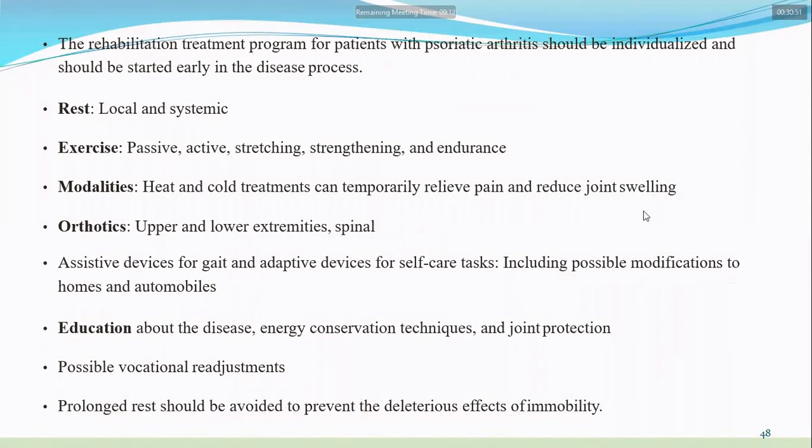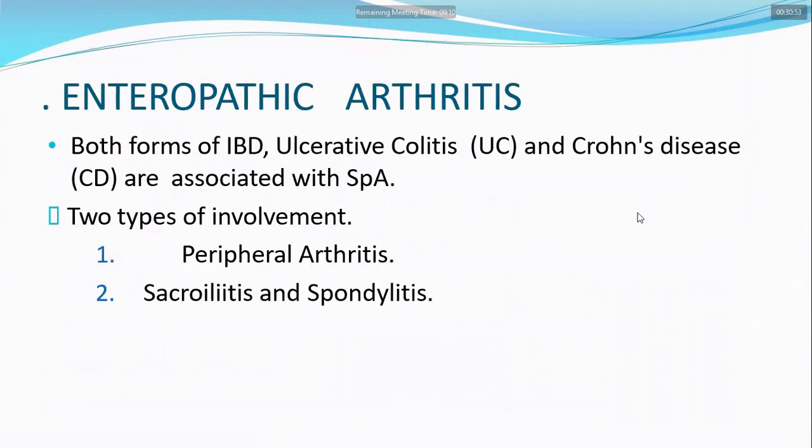Now coming to, I think, the last one, the enteropathic arthritis. I think you have read about it in general medicine. These are the two forms of inflammatory bowel disease, that is ulcerative colitis and Crohn's disease. These are also part of the seronegative spondyloarthropathy. There are two types of component: one is peripheral arthritis, and the other is sacroiliitis and spondylitis.